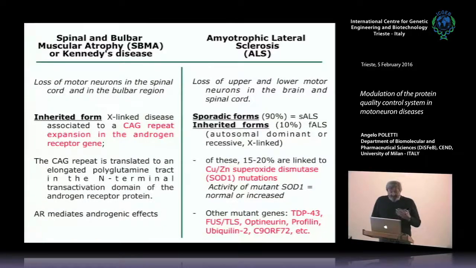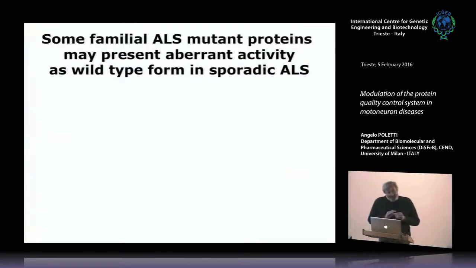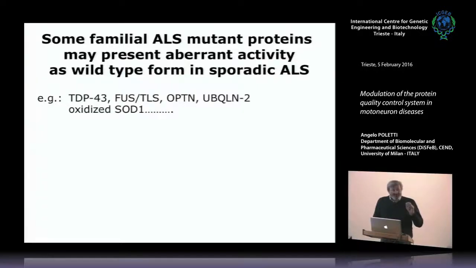There are other mutations that have recently been identified: TDP43, FUS, optineurin. Actually, they occur in a very limited number of patients. But there is something very interesting: some of these proteins that are mutated in the inherited forms often have an aberrant behavior also in their wild type form in sporadic ALS. So we can, for example, look at TDP43. TDP43 is mutated in very few cases of familial ALS, but it misbehaves. It has aberrant behavior in almost all sporadic forms of ALS.